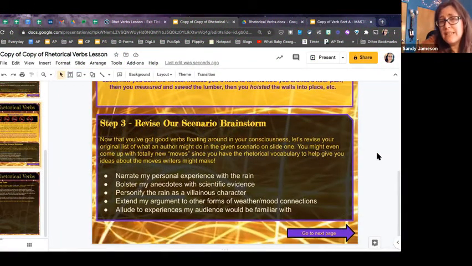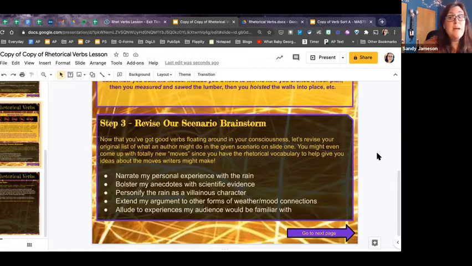Okay, so here's my revised list. I might choose to narrate my personal experience with the rain. I might bolster my own anecdotes with scientific evidence. I might personify the rain as a villainous character. That's something that I didn't even think about when I did my initial brainstorm, but when I was looking at my verbs list and I saw the verb personify, I said, oh yeah, I could do that.